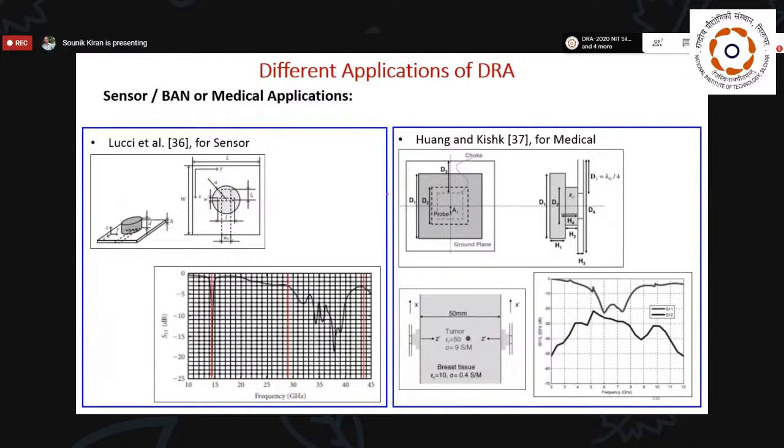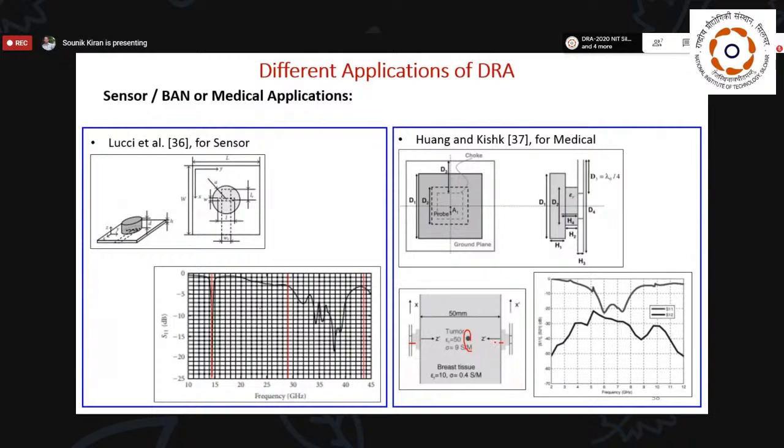And even if you see, there have been reports for medical application and sensing application also. On the left hand side, they have used it for sensing application. On the right hand side, they have used it for medical application. That was for detection of breast tissue, I mean the breast cancer case. They have used two antennas.